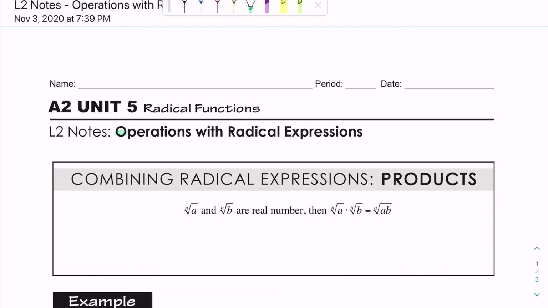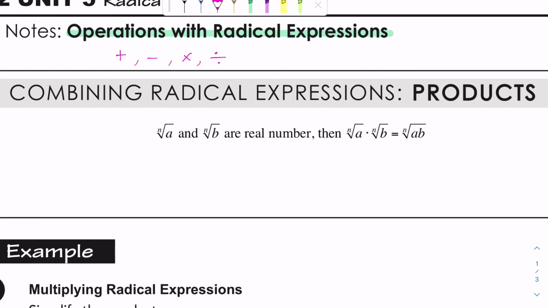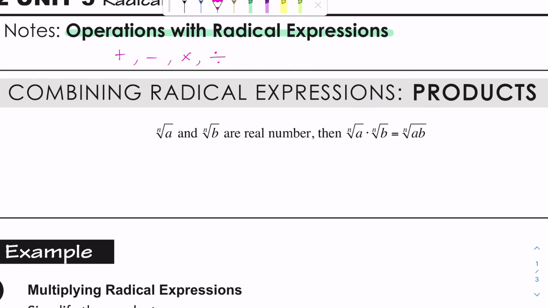Today's notes are on operations with radical expressions. So combining radical expressions just tells you that if you have two separate radicals and they have the same index, then you can combine them into one single radical.